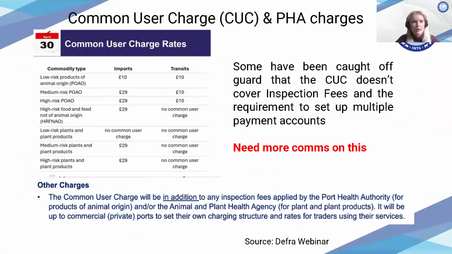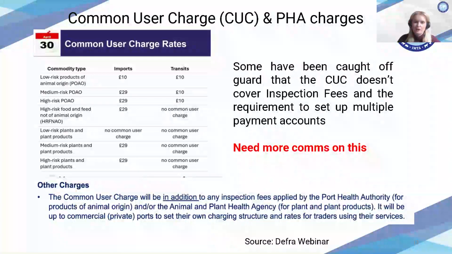I think this is an area where some traders have been caught a bit off guard because we were waiting for so long for the common user charge level to be published, and that was gaining a lot of attention, that some people didn't actually realize that the common user charge doesn't cover the PHA charges or the inspection fees. So they're now realizing that there are additional charges in relation to what they thought there would be, and they're having to set up multiple accounts in order to pay these fees. And even as late as last week, some port health authorities or BCPs hadn't actually announced what the charges would be or what the mechanism for paying them would be.